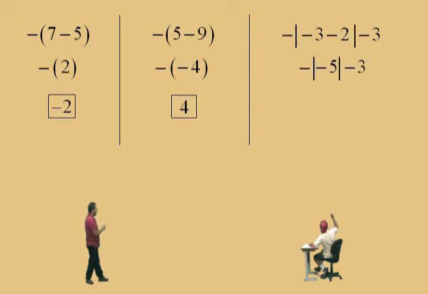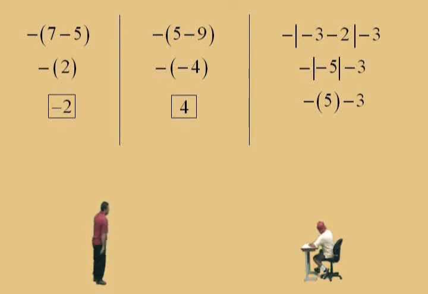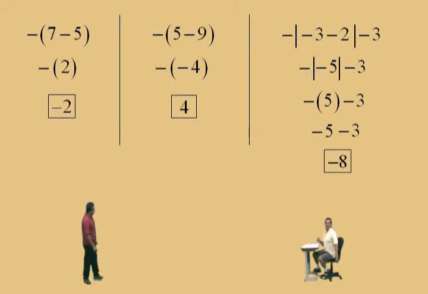What's the absolute value of negative 5, Charlie? 5. Bring down your negative sign. Okay, subtract 3. And now, what's the opposite of 5? Negative 5. And then we subtract 3. And so negative 5 subtract 3 is what, Charlie? Negative 8. Very nice there, Charlie.